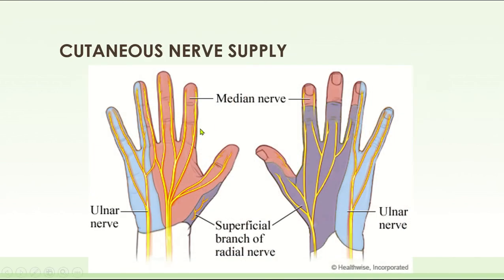On cutaneous nerve supply, we see that ulnar nerve supplies the medial 1.5 palmar area of our hand, whereas the lateral 3.5 palmar area of our hand is supplied by median nerve. And the superficial branch of radial nerve supplies lateral 3.5 dorsal surface of our hand, and ulnar nerve supplies 1.5 dorsal surface of our hand. So this is the cutaneous nerve supply of our hand.